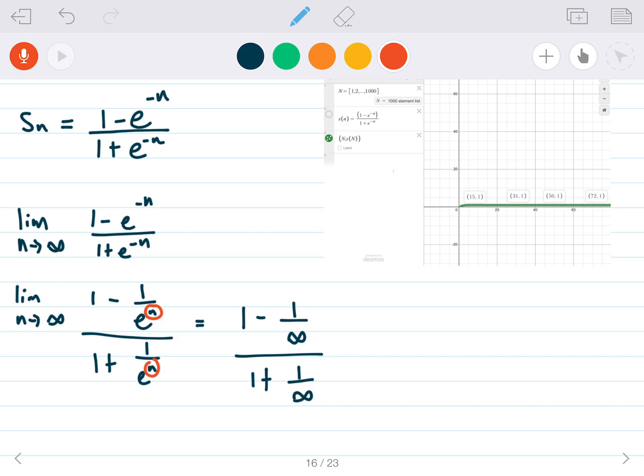And remember, guys, 1 over infinity goes to 0. And so we have 1 over 1. So yes, this converges to 1. This is the limit. It converges to the limit of 1.